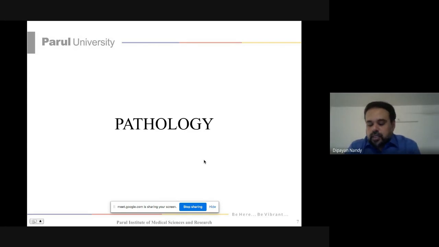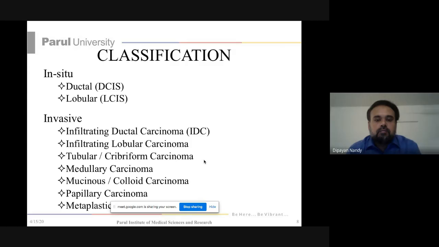So I think that should be enough about the basic anatomy of the breast. Going further, let us discuss the pathology. If we are to discuss the pathology of breast lesions in general, they can be benign and malignant ones. But again, that's a huge discussion and we cannot accommodate everything right now. So we'll focus only on the carcinomas of the breast.